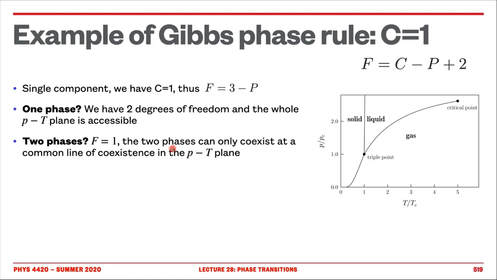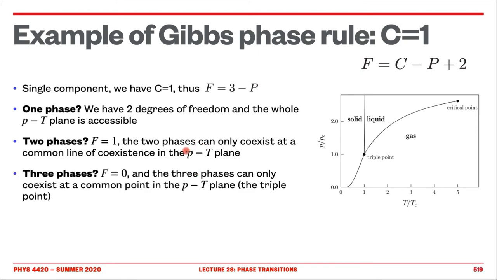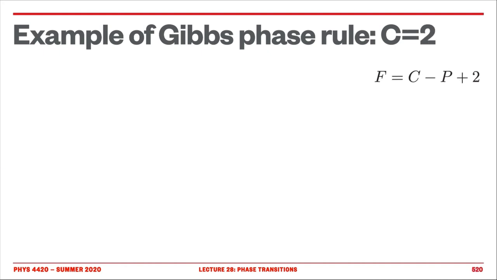And of course, if I have three phases at the same time, P equals 3, F is equal to 0. If I have 0 degrees of freedom, that means that I have a single point. So the dimensionality is zero, if you want. The degrees of freedom also gives you dimensionality, if you will. So F is equal to zero, and the three phases can only coexist at a given point, which is of course called the triple point in thermodynamics. We can do the same thing if we have two components. Of course, things get a little bit more complicated and a little bit more difficult to represent. So in that case, we get 4 minus P.